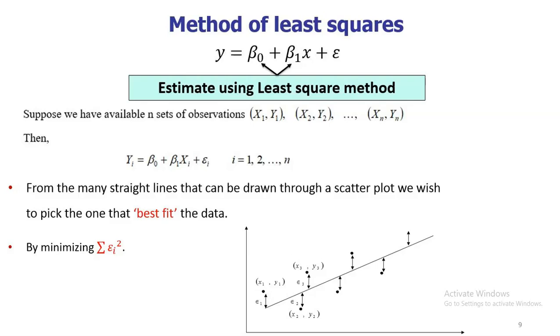Now suppose we have sets of variables x1, y1, x2, y2, and xn, yn. Then the model could be written as yi is equal to beta naught plus beta 1 xi plus epsilon i, where i goes from 1 to n. So if you substitute x1, y1, it will be y1 is equal to beta naught plus beta 1 x1 plus epsilon 1. And if you substitute x2, y2, it will be y2 is equal to beta naught plus beta 1 x2 plus epsilon 2.